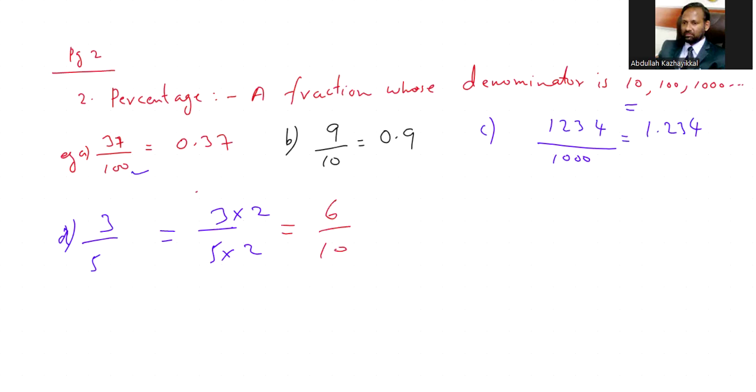So, our work is over. Denominator is 10. That means 0.6. Are you following or not? Percentage is a fraction whose denominator is 10 or 100 or 1000 or 10,000. Now, the denominator is 100. Sorry, percentage is a fraction whose denominator is 100. I'm talking of decimal. So here, let me come to the decimal. Then only we can come to the percentage. Percentage is a fraction whose denominator is 100, not 1000.